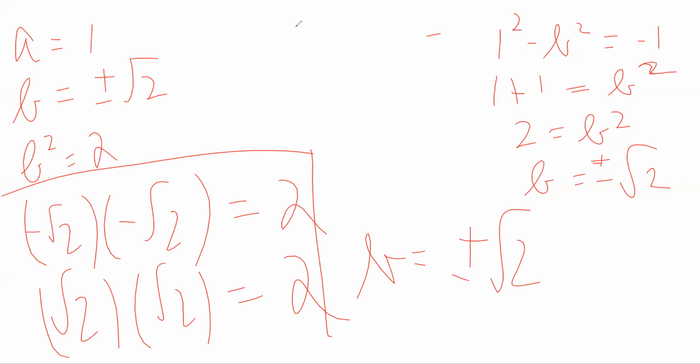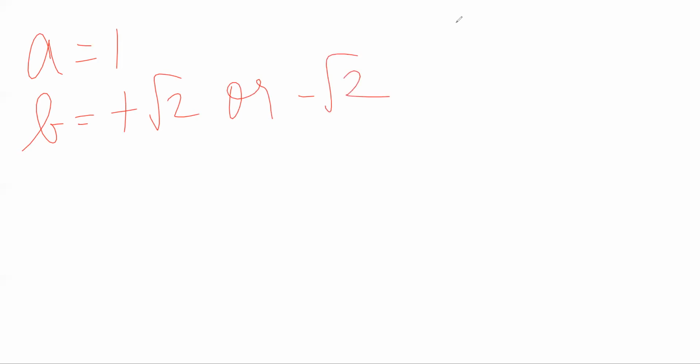So at last, how will you end the answer? They are asking you to find a and b. So the values of a and b are: a is equal to 1, b is equal to plus root 2 or minus root 2. This is the answer.